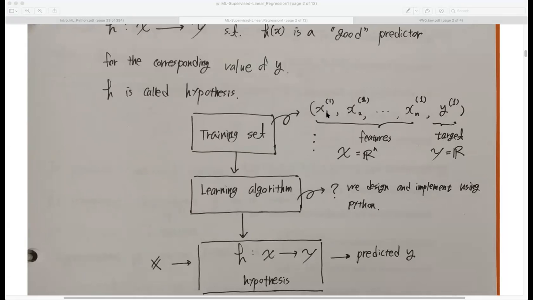And then the subscript is the index of feature. Maybe x sub one, the size of living area, and then x sub two, maybe the size of house. The subscript represents the index of feature. Keep in mind this. Do not be confused.